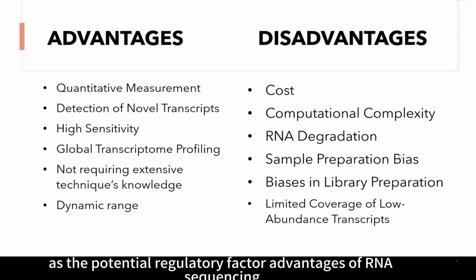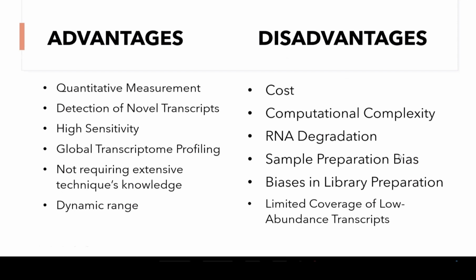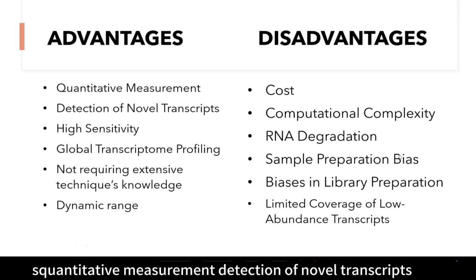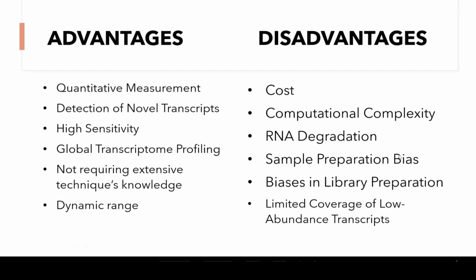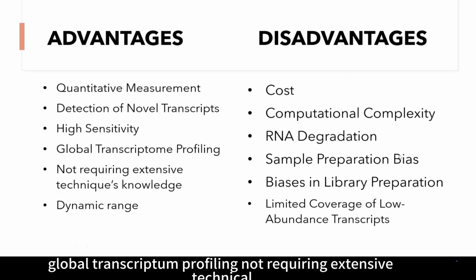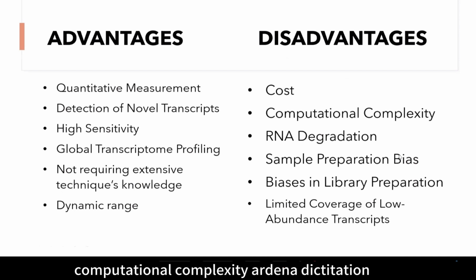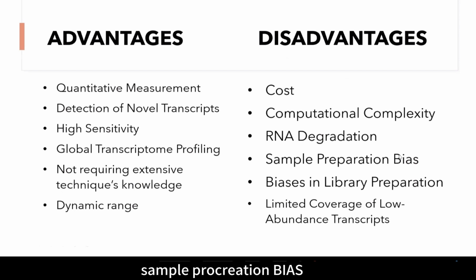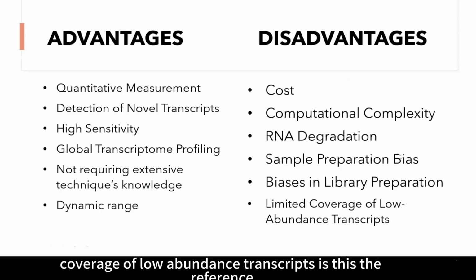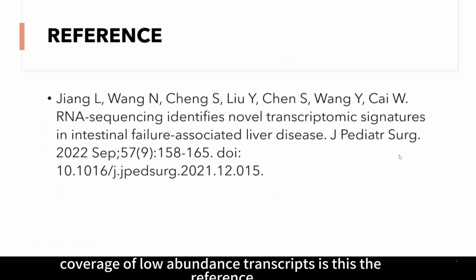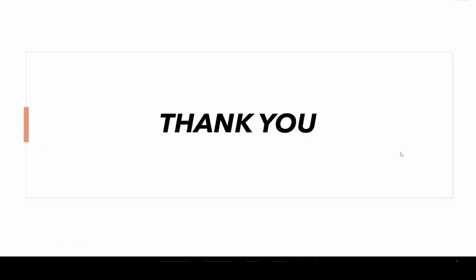Advantages of RNA sequencing are quantitative measurement, detection of novel transcripts, high sensitivity, global transcriptome profiling, not requiring extensive technical knowledge, and dynamic range. Disadvantages are the cost, computational complexity, RNA degradation, sample preparation bias, biases in library preparation, and limited coverage of low-abundance transcripts. This is the reference. Thank you.